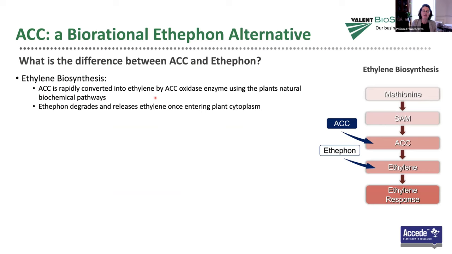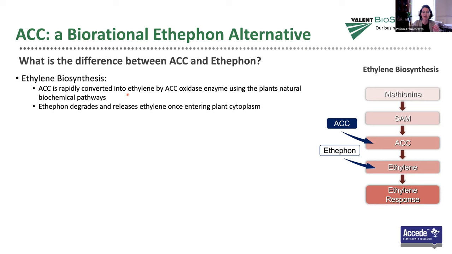I talked about ethephon, but what are the differences between ethephon and ACC? So ACC, as I said before, when you apply it to the tree, is rapidly converted into ethylene by ACC oxidase using the plant's natural biochemical pathways. So actually when you apply ACC, the plant has total control on the ethylene production.